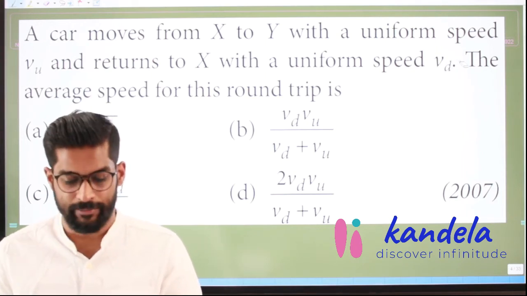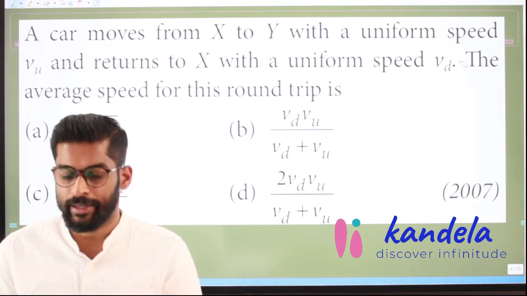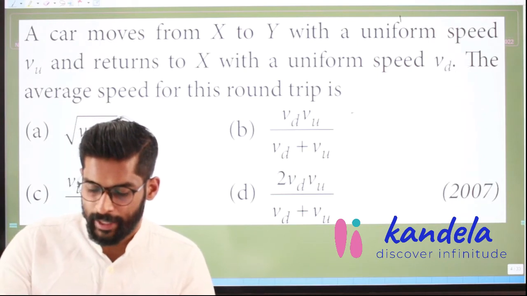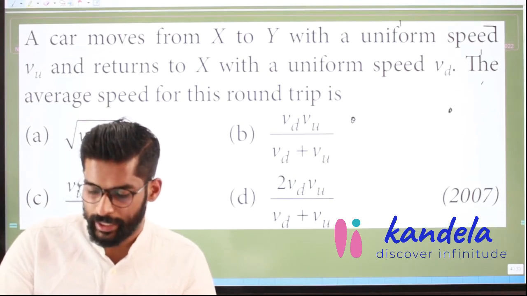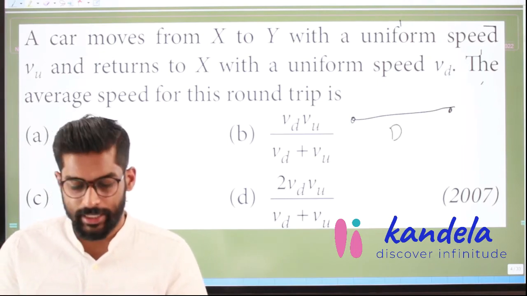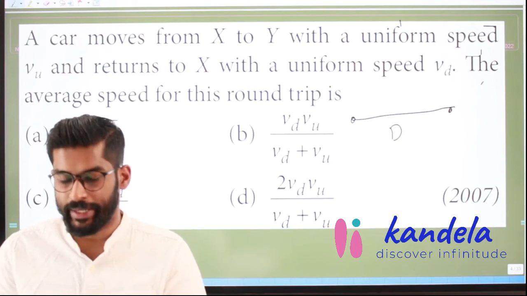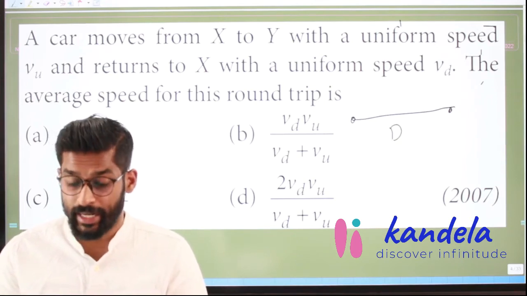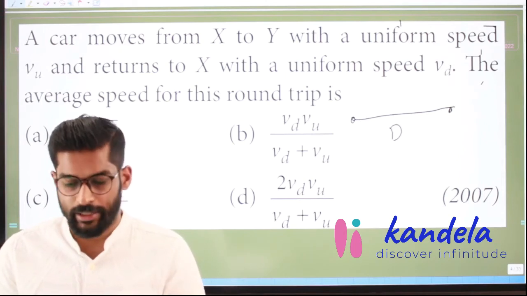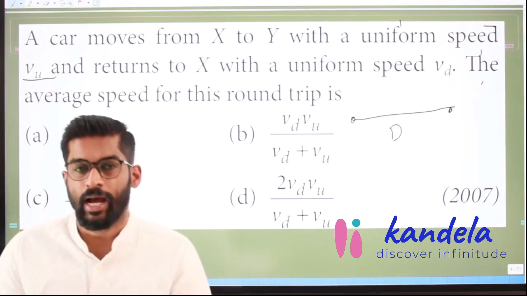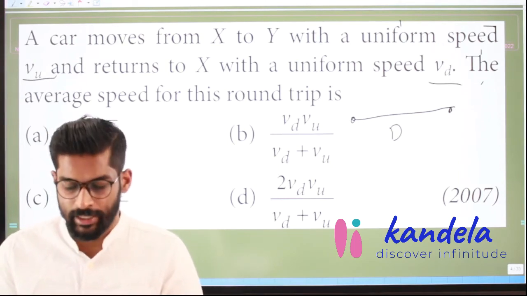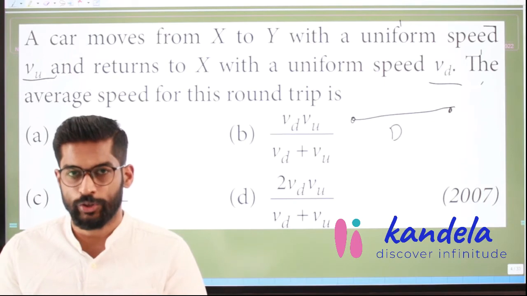So what we have here? A car moves from X to Y with a uniform speed Vu. Let's say the distance between the point X and Y is d and the car covers this distance d with Vu speed. But on the return back, it travels with a different speed Vd. So in the forward journey, my speed is Vu and in the backward journey, my speed is Vd. Alright, now let us use this information to solve this problem.